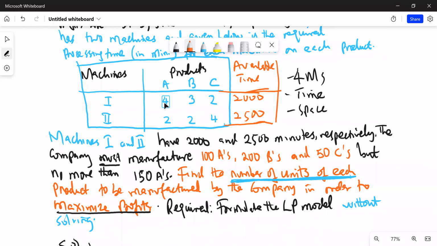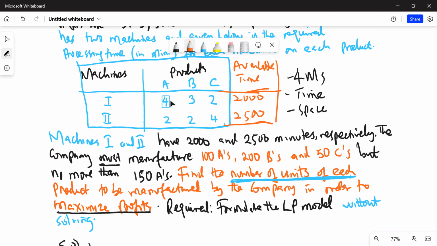We know that every unit of A uses 4 minutes of machine 1. And every unit of B uses 3 minutes of machine 1. And every unit of type C uses 2 minutes of machine 1. So the total time used to produce A, B, and C on machine 1 should not exceed 2,000.